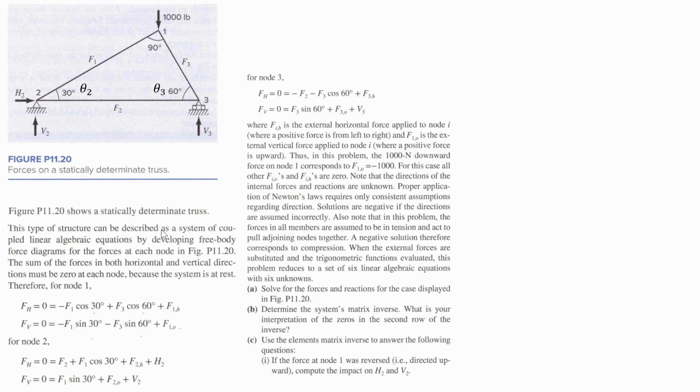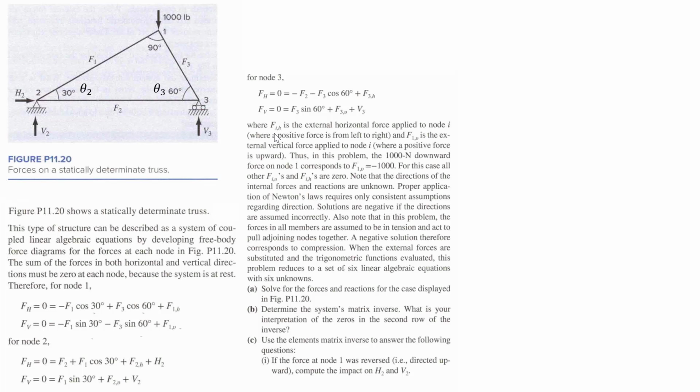This doesn't do that, but I'm going to show you something in a minute towards that end. The sum of the forces in both horizontal and vertical directions must be 0 at each node because the system is at rest. Therefore, for node 1, it gives some equations. For node 2, it gives some equations. For node 3, it gives you some equations. So it goes node by node to give you those.